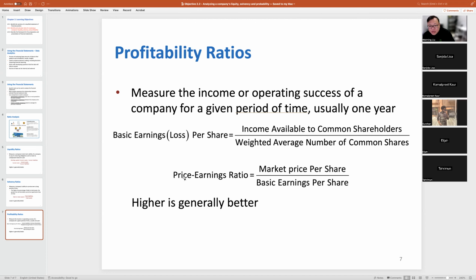So that is the price to earnings ratio. Generally, the higher, the better. You hope the market price to be high, right? For sure. You wish the income available to common shareholders is high. So if the numerator is high, the ratio will be high. So the idea is these two ratios, the higher, the better.